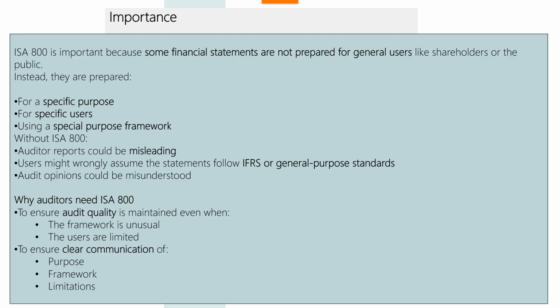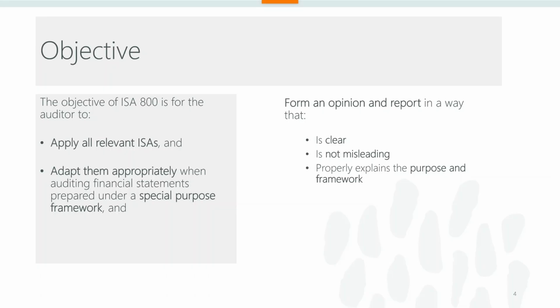Let's move forward and see the main objectives of ISA 800. The objective of ISA 800 is for the auditor to apply all the relevant ISAs and adapt them appropriately. When auditing specific purpose financial statements, the auditor must also form an opinion and issue a report that is clear, not misleading, and properly explains the purpose and the framework used.